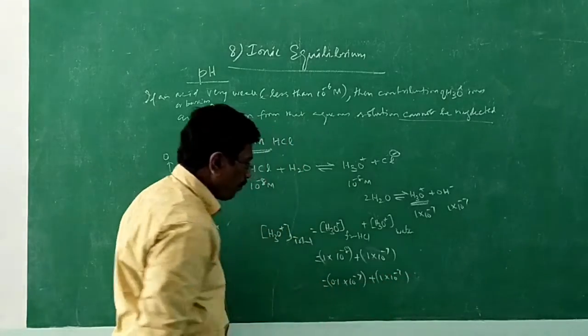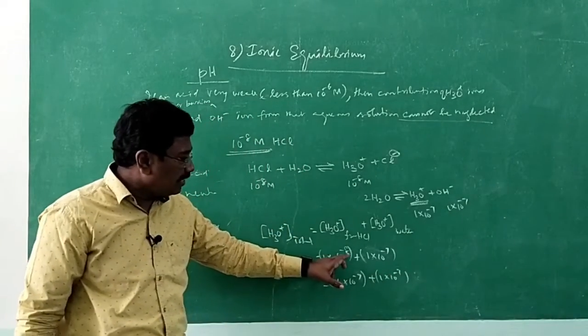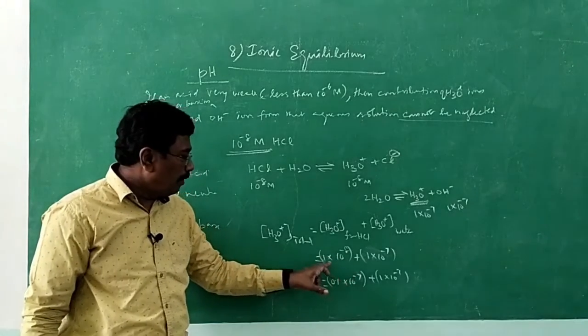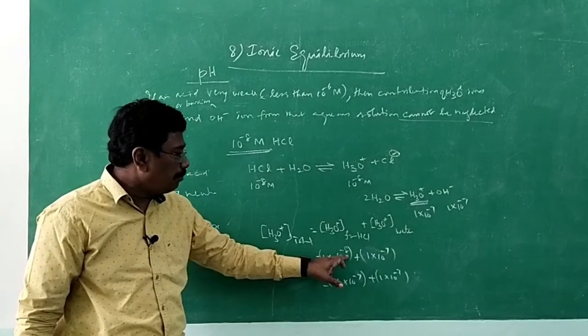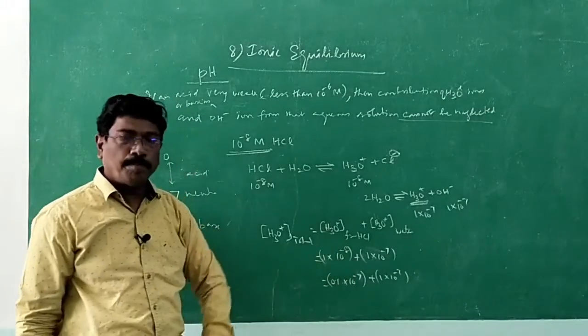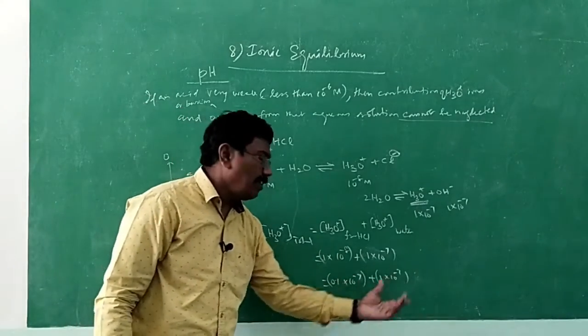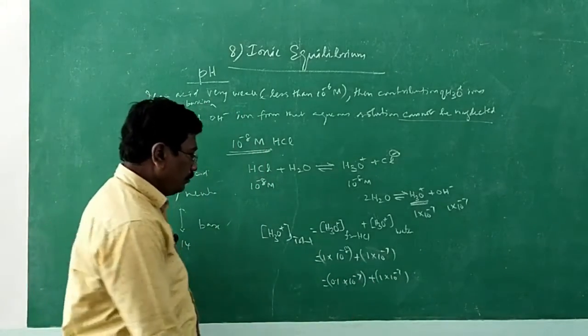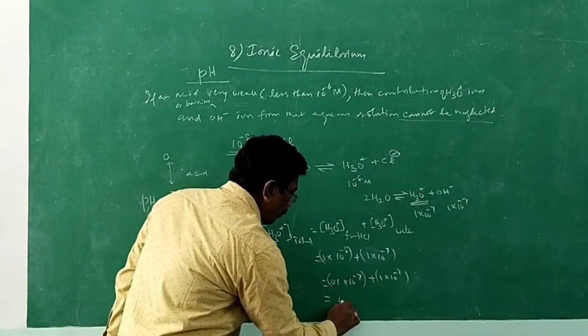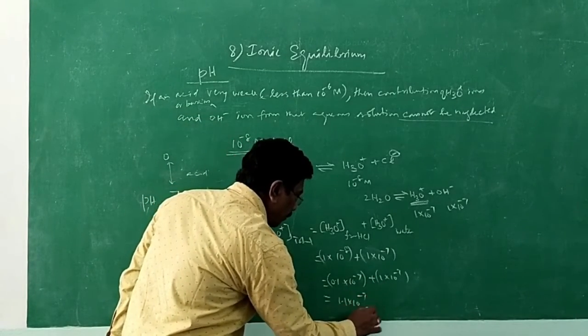Am I correct? I have converted 10 power minus 8 into 10 power minus 7. How? By dividing 1 by 10 and multiplying 10 power minus 8 by 10. Now the powers become equal. Now I can add. How? When I add, it will become 1.1 in 10 power minus 7.